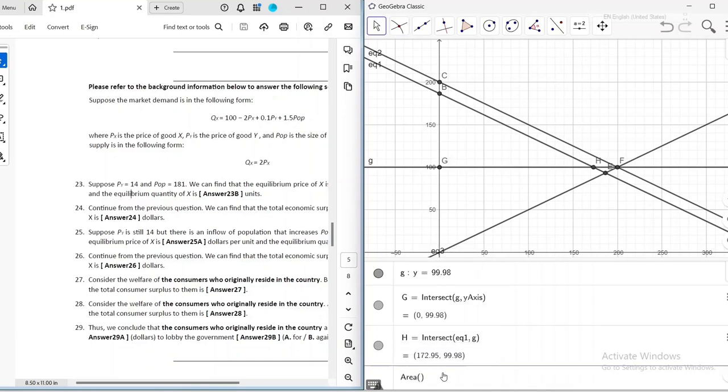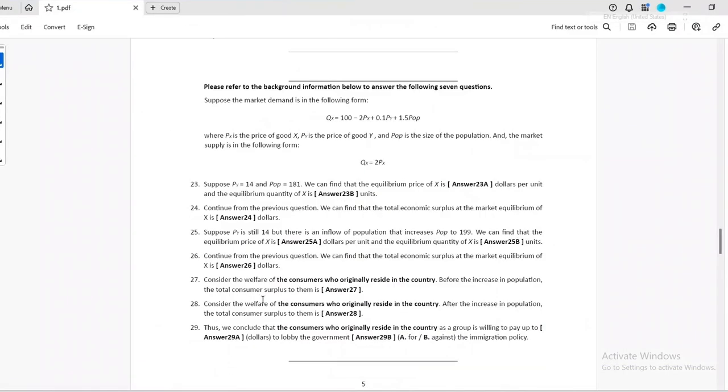So area is B, G, and H. So this is 7,477.93. All right.